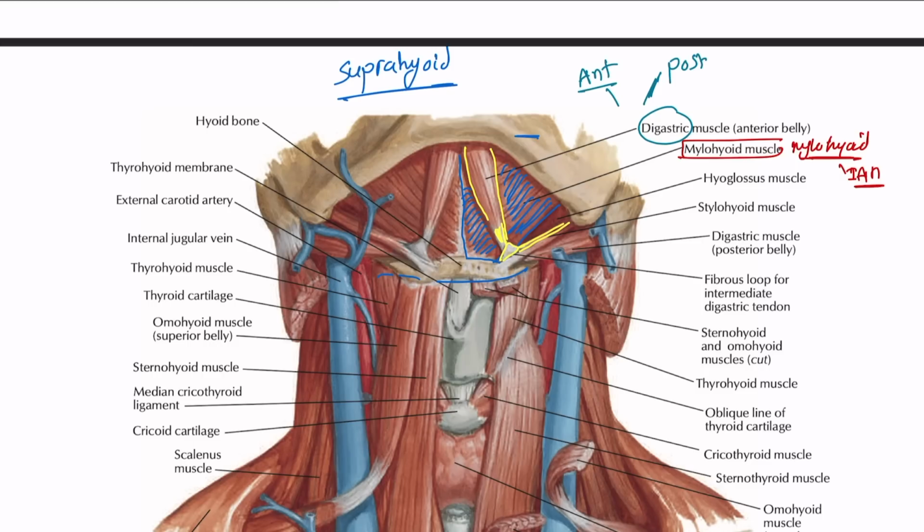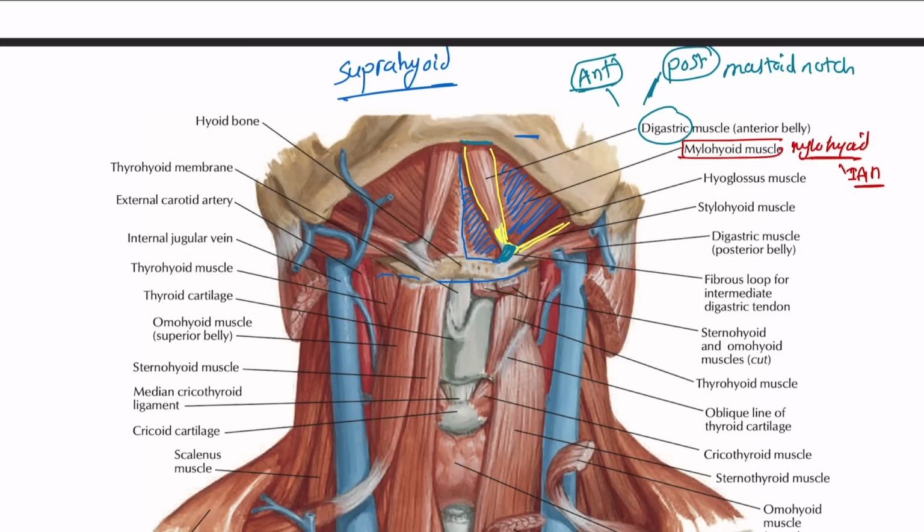So let's talk about the insertion first. It's a common tendon that inserts into the hyoid bone. Okay, you have the anterior belly, which is coming from a fossa down there in the mandible. Okay, and the posterior belly comes from the mastoid notch. Okay, mastoid notch, and they all insert into a common tendon down there.